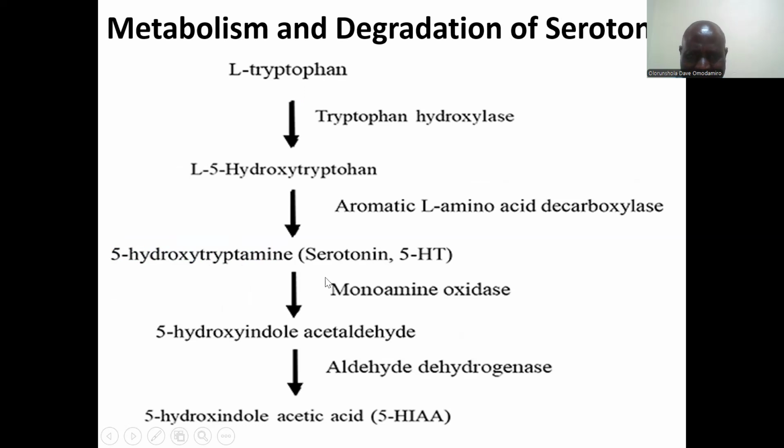Of course, this is our serotonin, 5-hydroxytryptamine, under the enzymatic reaction of monoamine oxidase to produce 5-hydroxyindoleacetaldehyde. And this 5-hydroxyindoleacetaldehyde will undergo enzymatic reaction using aldehyde dehydrogenase to produce 5-hydroxyindoleacetic acid. Very simple pathway. You need to master this.